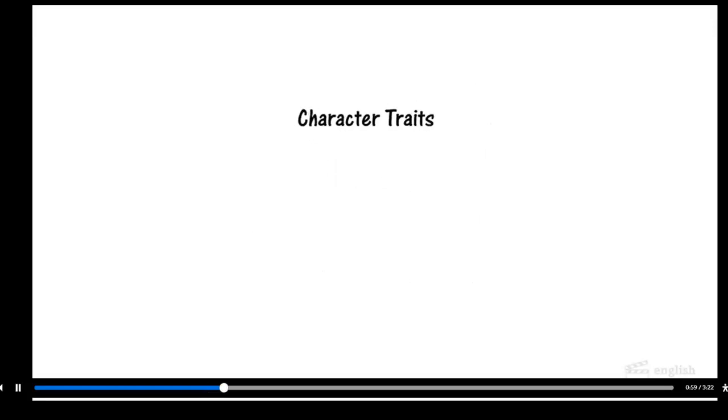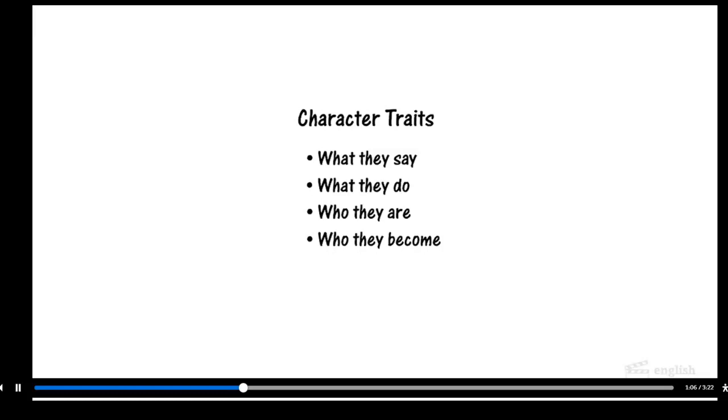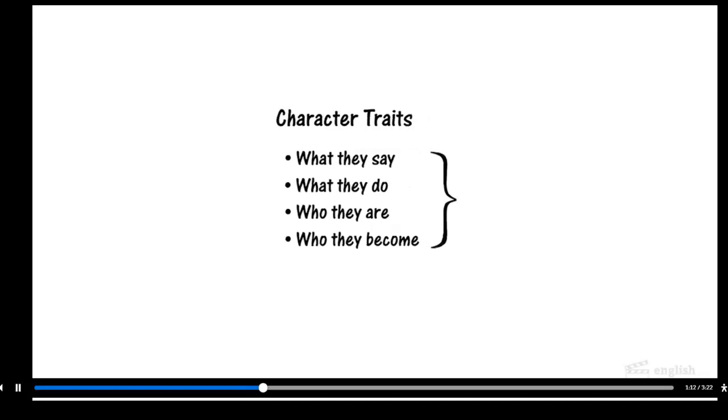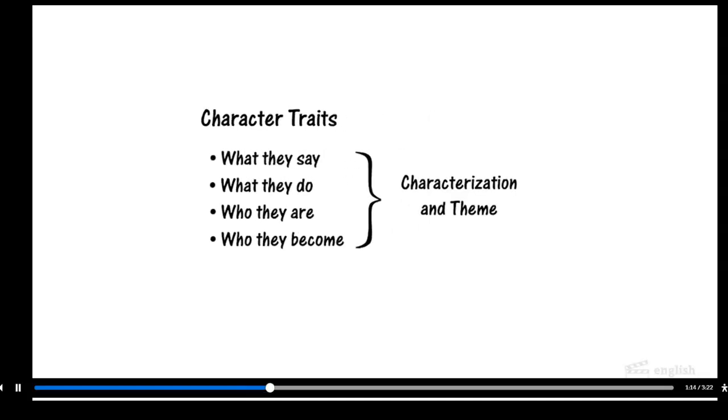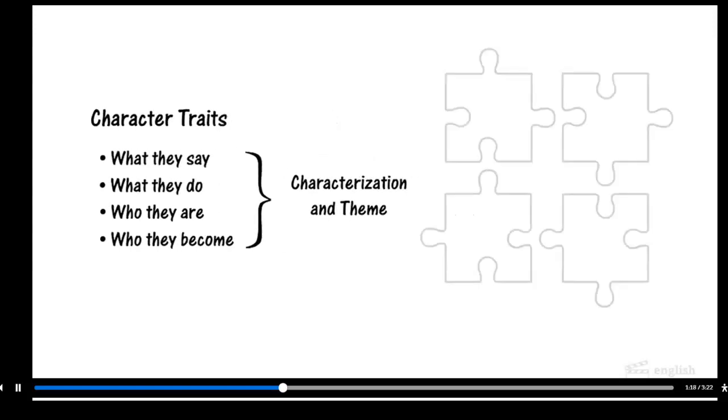Characters like Elizabeth say and do lots of things. The choices characters make and how they act contribute to who they are and who they will become. Those traits give us a complete picture of the character. That's called characterization. Characterization helps build the story's theme. Let's put the pieces of the puzzle from earlier together and work out Elizabeth's characterization and see how it builds one of the themes of Marigolds.